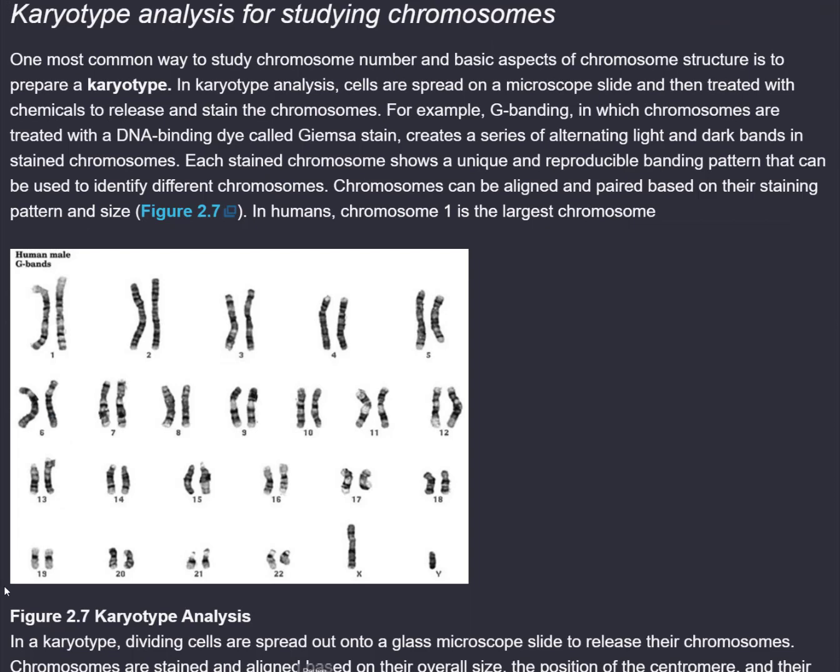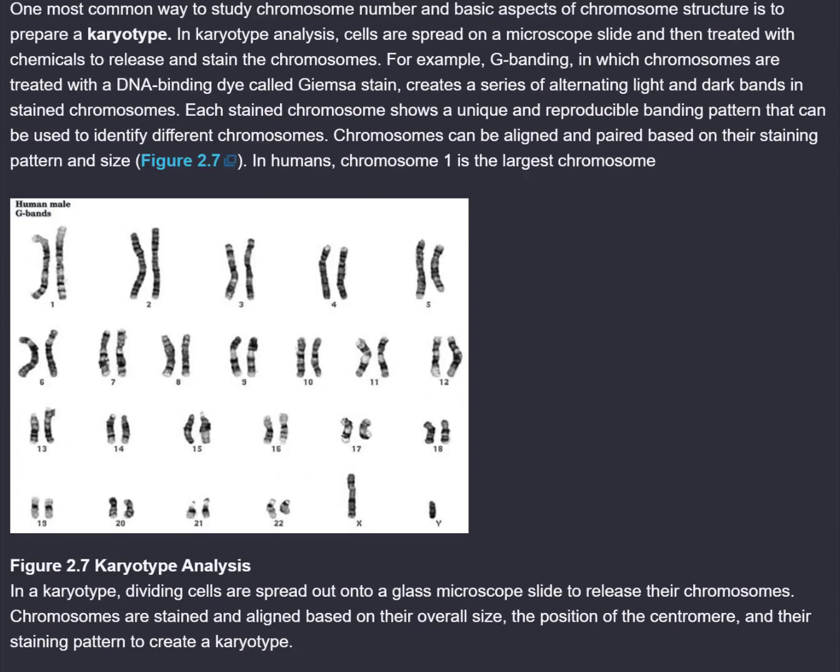Karyotype analysis for studying chromosomes. One most common way to study chromosome number and basic aspects of chromosome structure is to prepare a karyotype. In karyotype analysis, cells are spread on a microscope slide and then treated with chemicals to release and stain the chromosomes. For example, G-banding, in which chromosomes are treated with a DNA binding dye called Giemsa stain, creates a series of alternating light and dark bands in stained chromosomes.